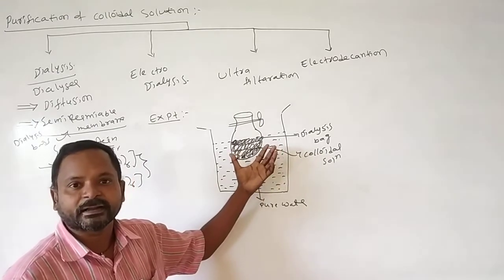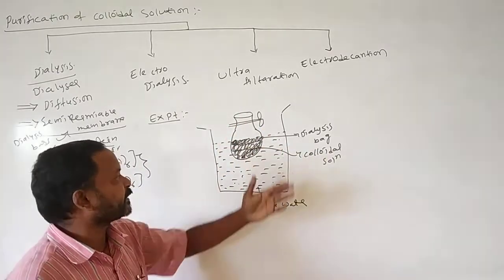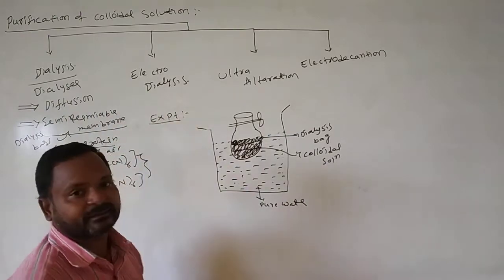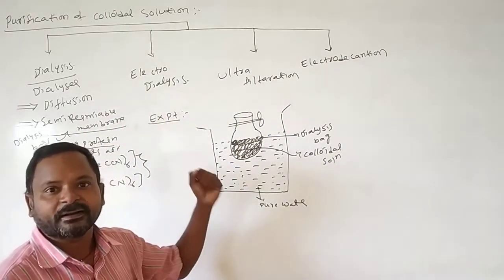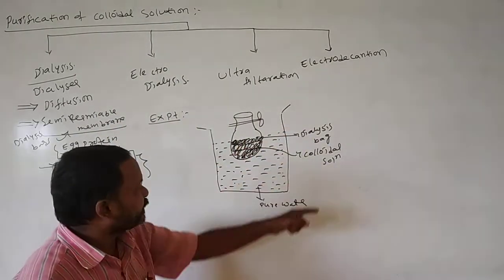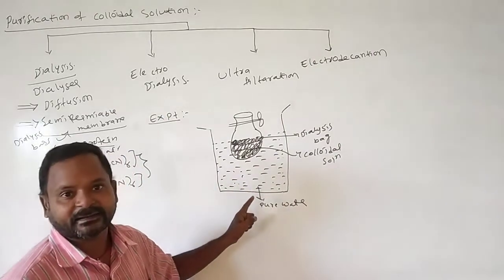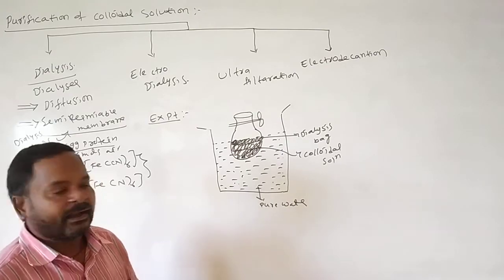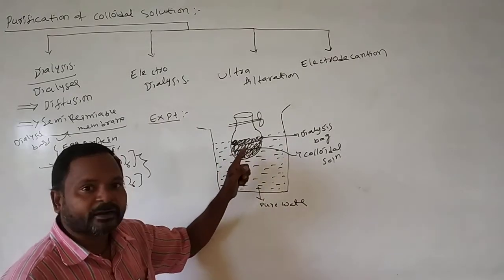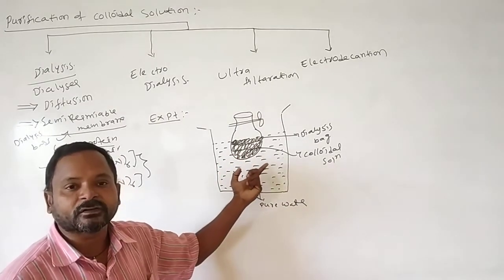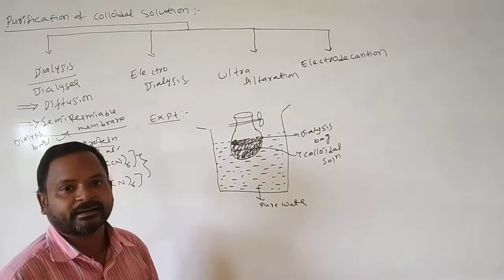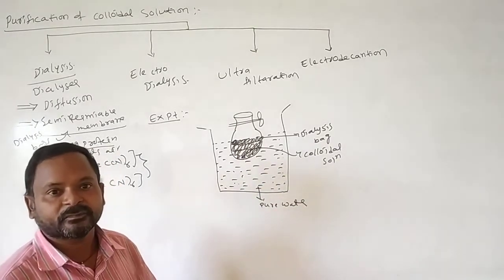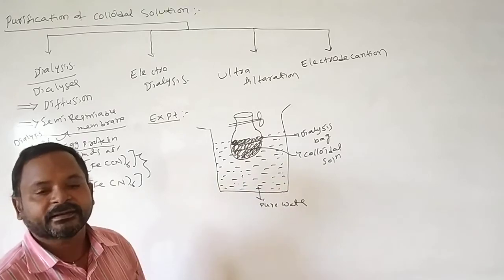Pure form of colloidal solution. This process we call dialysis. This whole instrument we call a dialyzer. And here the solvent particles diffuse from the colloidal solution to the pure water. That's why it is called a diffusion process.